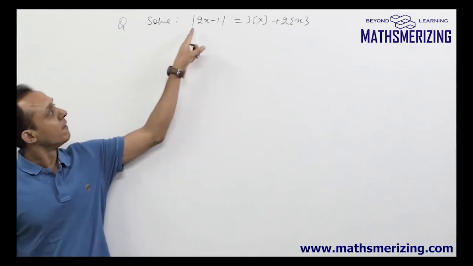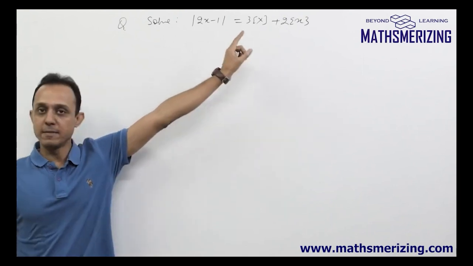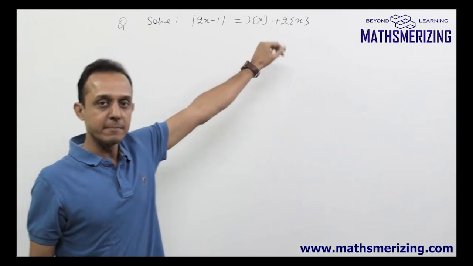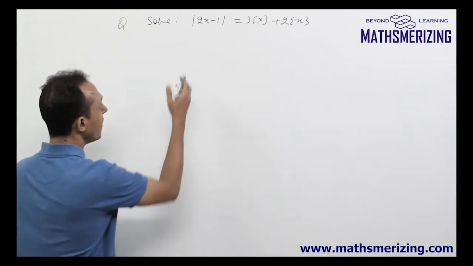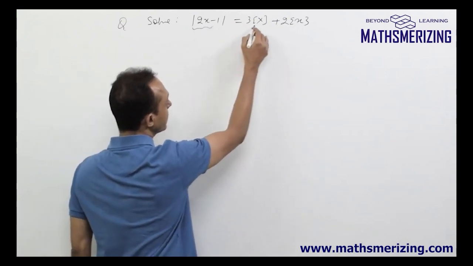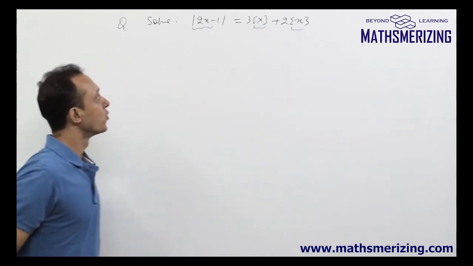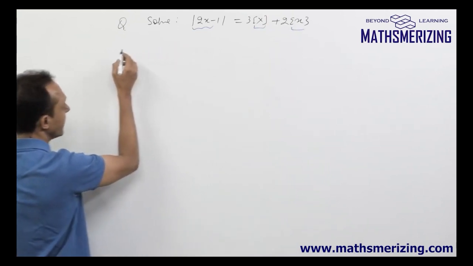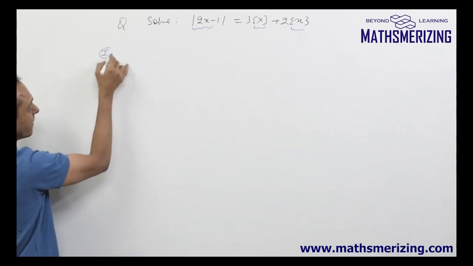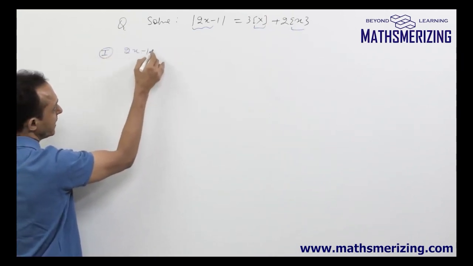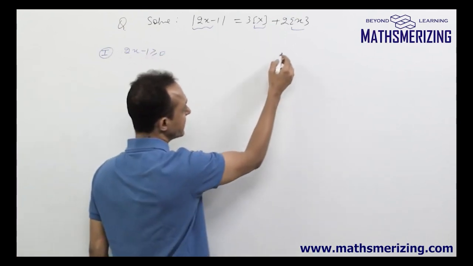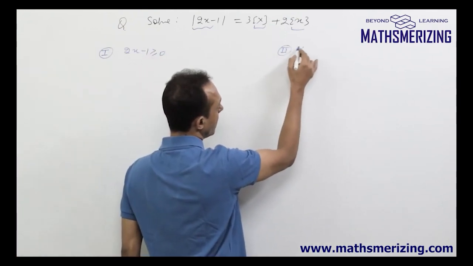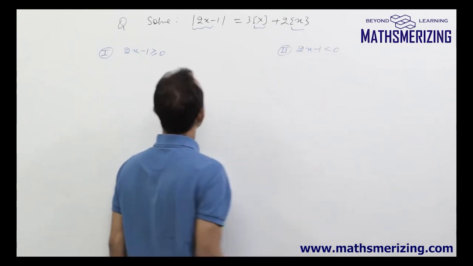Now the question is: solve mod of 2x minus 1 equals 3 times greatest integer function of x plus 2 times fractional part of x. Now we have modulus function, greatest integer function and fractional part function. So what I'll do is, I'll start with modulus function. I'll take two separate cases. Case 1, when 2x minus 1 is positive, and the second case, when 2x minus 1 is negative.